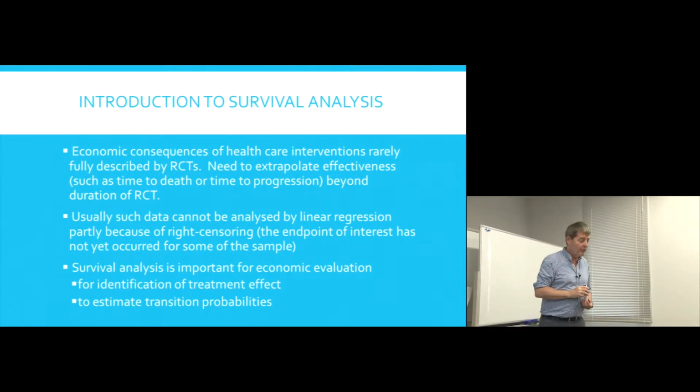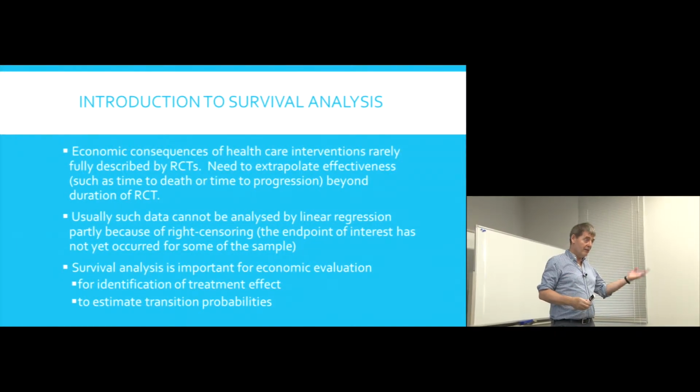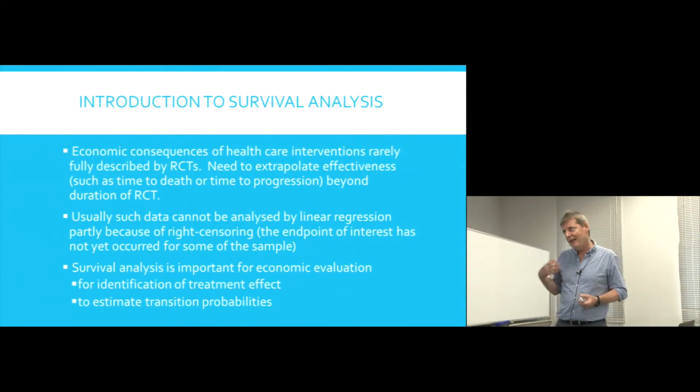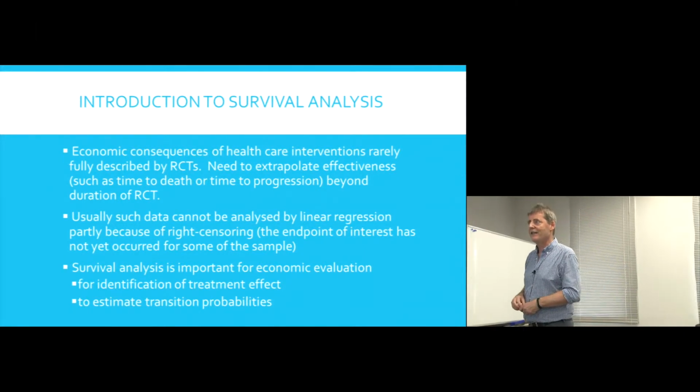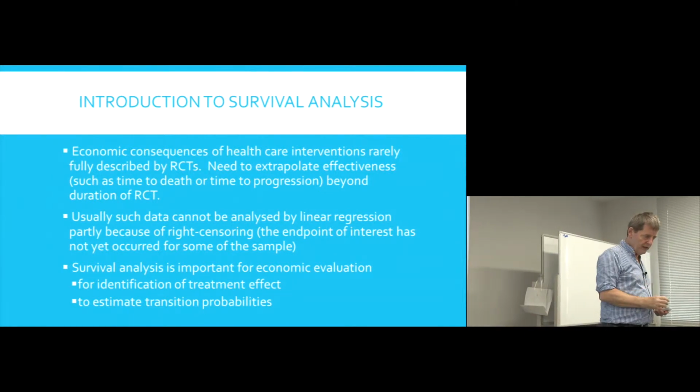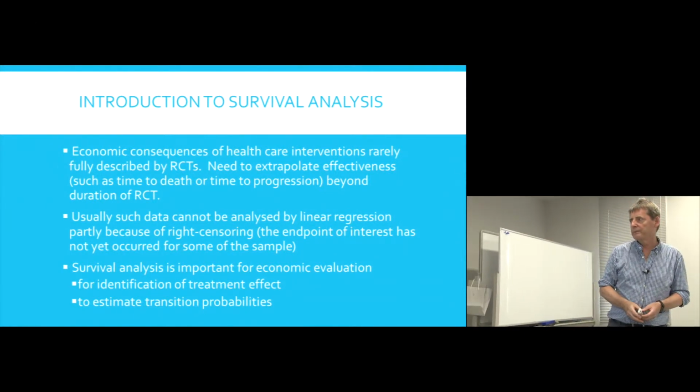And this end point of interest in many trials is not observed. When the trial finishes, some patients are still alive. And so they're what's called censored data. And that has implications for how we analyze the data. We can't use things like linear regression. We need these other models.